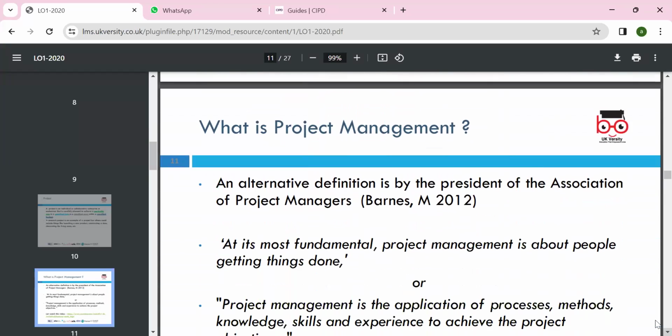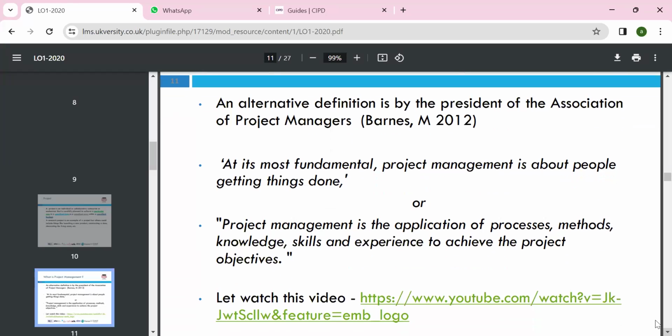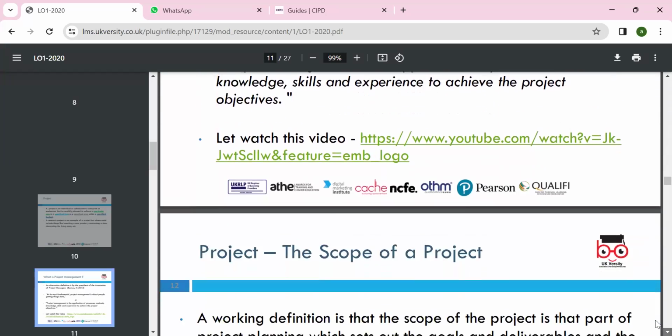So what is project management? Alternatively, the definition from the president of the Association for Project Management: at its most fundamental, project management is about people getting things done. Project management is the application of processes, methods, knowledge, skills and experience to achieve the project objectives. We've been given a video which we can watch in our own time, so please watch it and enhance your understanding.